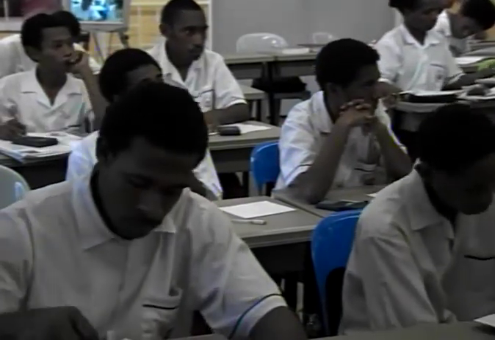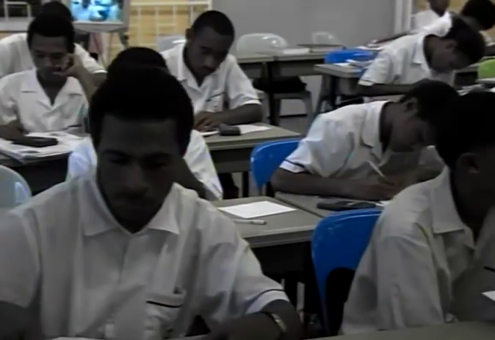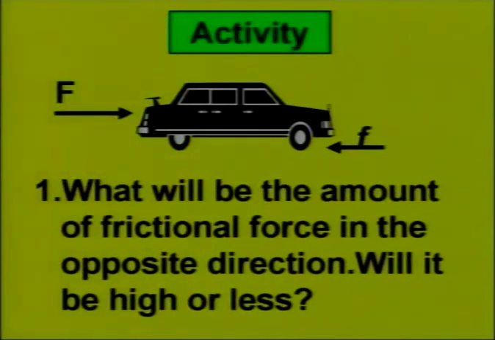All right, finally to the questions. They are just the activity questions. We will go through and then probably I'll ask each one of you to explain that. Question one: what will be the amount of frictional force in the opposite direction? Will it be high or less? You see a car moving, and a force is being applied to get it moved, and you have a frictional force in the opposite direction. Solomon, you tell us whether that force in the opposite direction will be high or low?